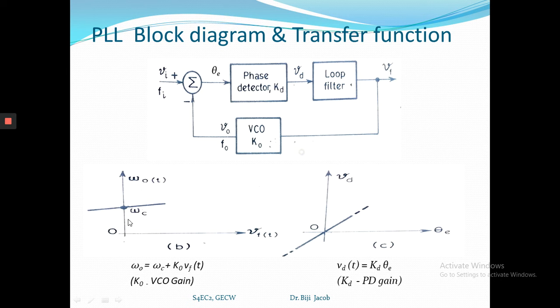This is of the form y is equal to mx plus c. Okay. So the c intercept is your free-running frequency. So this is the transfer function of your phase detector. Phase detector output voltage will be the gain of the phase detector into the phase difference between the input and the VCO signal.